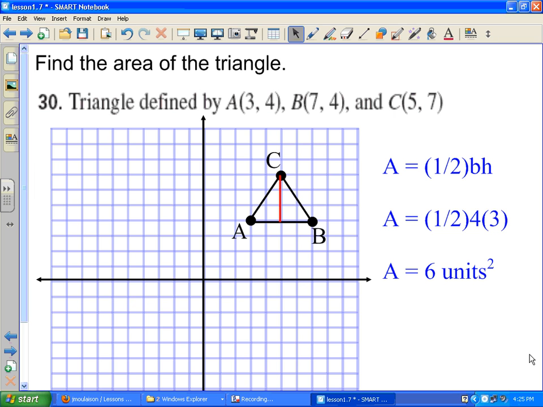Find the area of the triangle. Once again, area of the triangle is 1/2 base times height. So half of, in this case, once I plot the points, I can see the base here, that distance is 4. And then the height from the third vertex down to the base, that height is 3. 1/2 of 4 times 3 is 6 square units for the area of the triangle. By plotting the points, I am able to calculate the area of the triangle more easily.